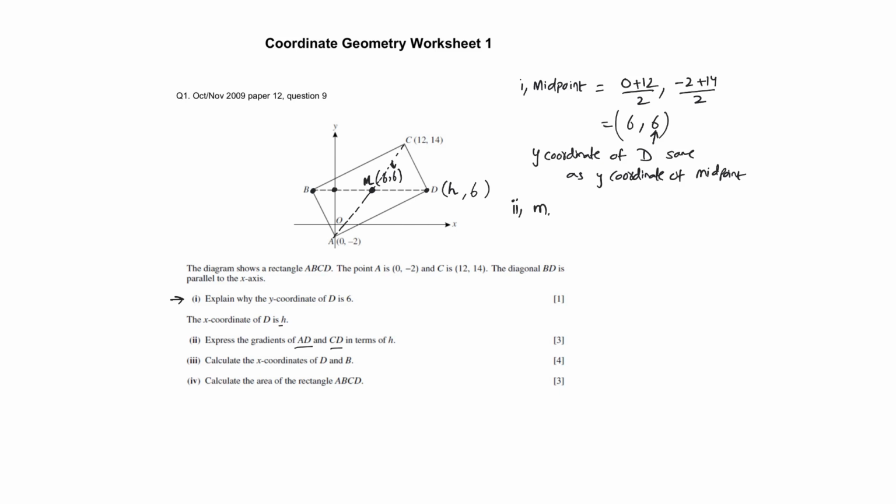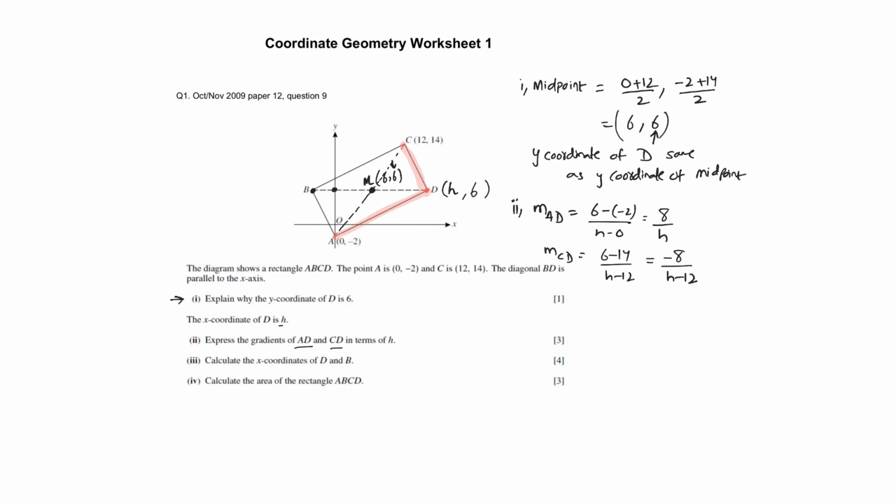The gradient of AD would be (6 minus 2) over (h minus 0), so 8 over h. Gradient of CD would be (6 minus 14) over (h minus 12). So this comes out to be minus 8 over (h minus 12). One thing you can notice over here is that AD and CD are perpendicular lines.